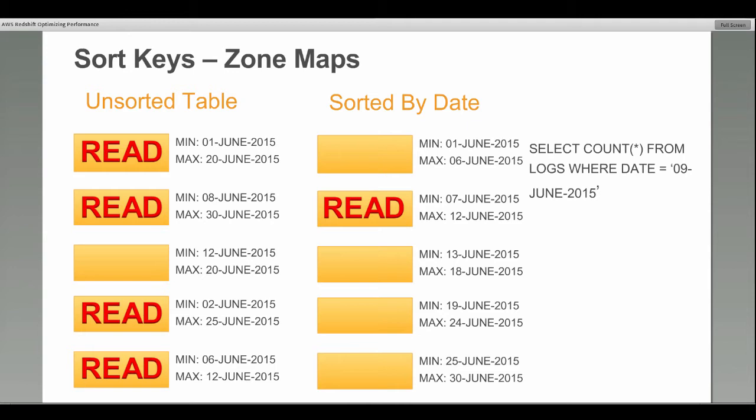In an unsorted table where the zone map is not updated, if I run the query you see on the right side, select account logs with a date of June 9th, 2015, I'm going to have to scan through a lot of blocks that I don't need to read. Whereas if I have a table that is sorted and the zone maps are updated, it's going to ignore all the other blocks and only go after the block that I absolutely need. In this case, it's going to go after the block that has June 9th, 2015.